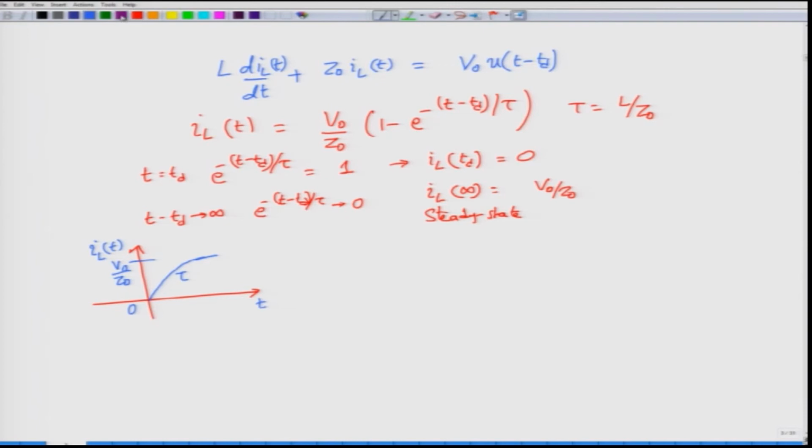Now it is very easy for us to find out the load voltage. Load voltage is simply L dIL by dt. So differentiate the above expression and multiply by L, and you will get the load voltage. If you differentiate, you get V0 by Z0 times 1 by tau. I know that 1 by tau is Z0 by L. So Z0 will cancel from numerator and denominator, L will cancel, and you should get V0, and of course there is an exponential, e to the power minus (t minus Td) by tau.